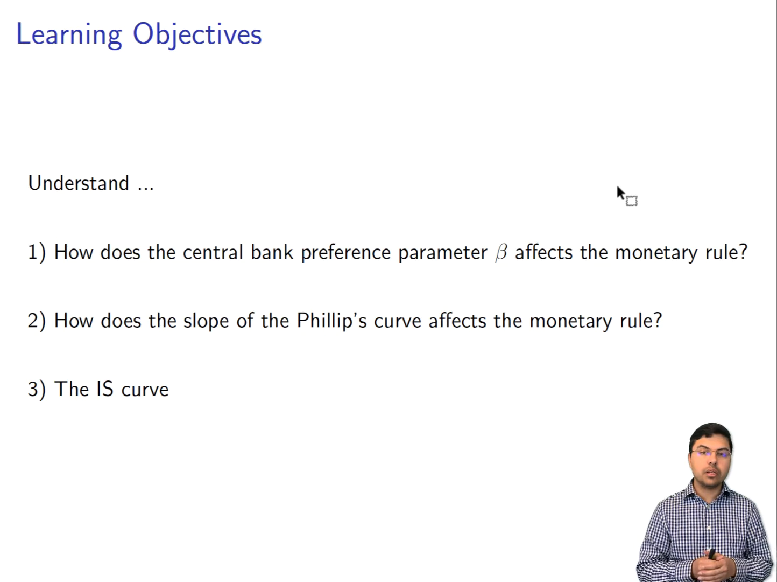As far as the learning objectives are concerned, after this lecture, you should understand how the central bank preference parameter beta affects the monetary rule. Second, you should understand how the slope of the Phillips curve affects the monetary rule. And finally, you should understand what we mean by the IS curve.